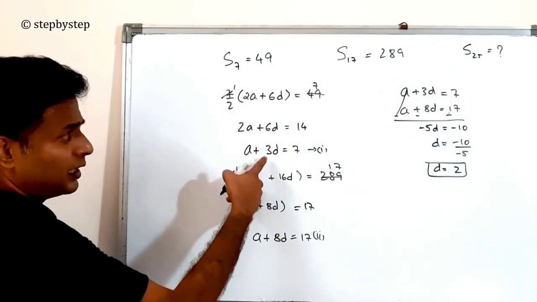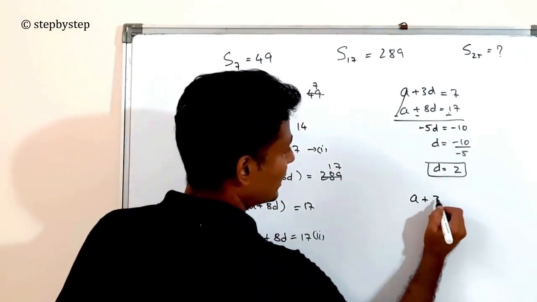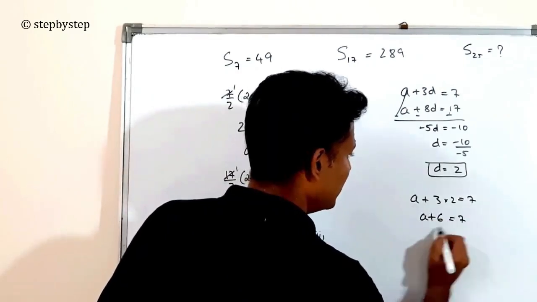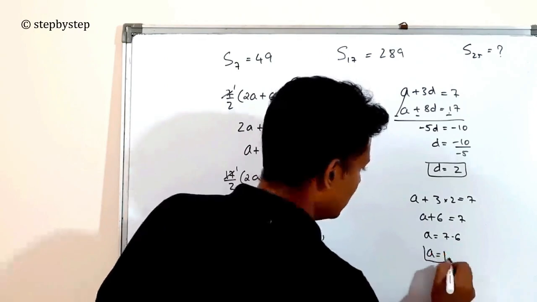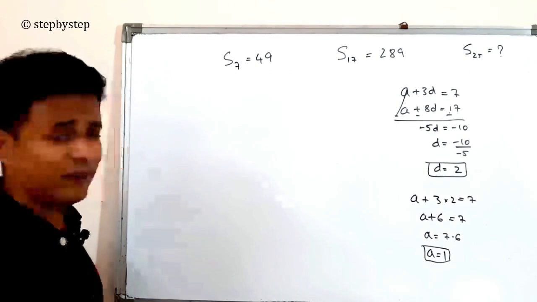Substituting, I'll substitute it in the first equation. A plus 3d, that is 3 into 2, equal to 7. So a plus 6 equal to 7. So a equal to 7 minus 6. So a equal to 1. So we got the values of a and d. Now we have a and d.